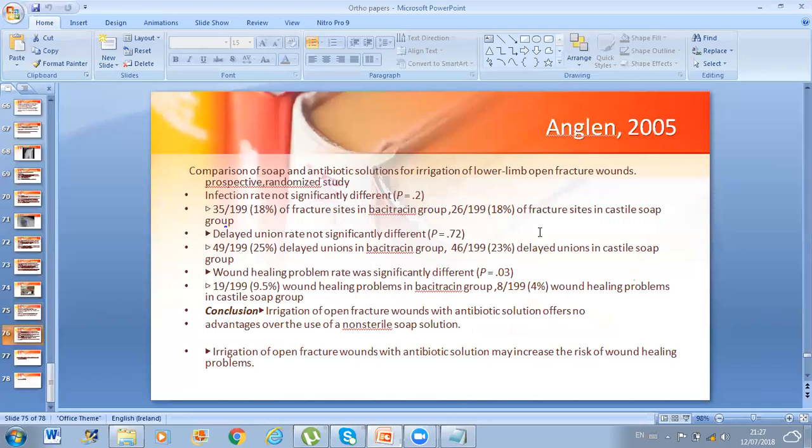This was England 2005, comparison of soap and antibiotic solution for irrigation of lower limb open fractures, a prospective randomized study. He quoted that irrigation of open fracture wounds with antibiotic solution may increase the risk of wound healing problems. The conclusion was that irrigation of open fracture wounds with antibiotic solution offers no advantage over the use of non-sterile soap solutions. So povidone, hydrogen peroxide, these are of no benefit.